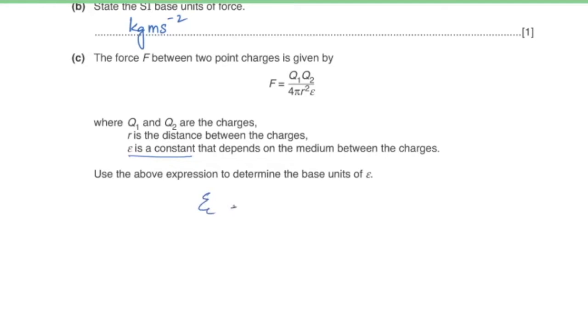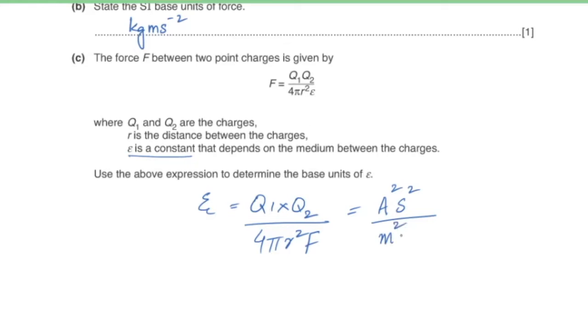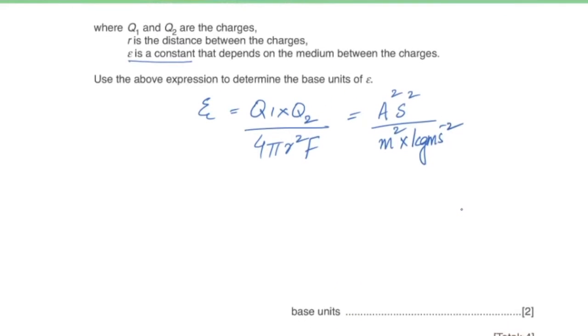So the constant is equal to the product of both charges divided by 4 pi r square F, where charge into charge is ampere square into second square divided by meter square into kilograms meters per second square, and that brings us to ampere square seconds to the power 4 per kilogram per meter cube.